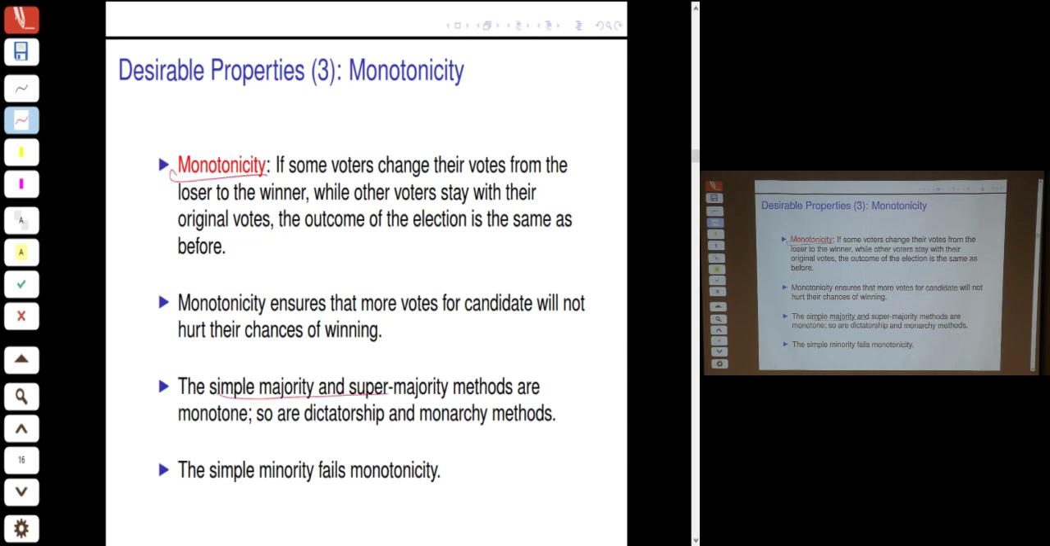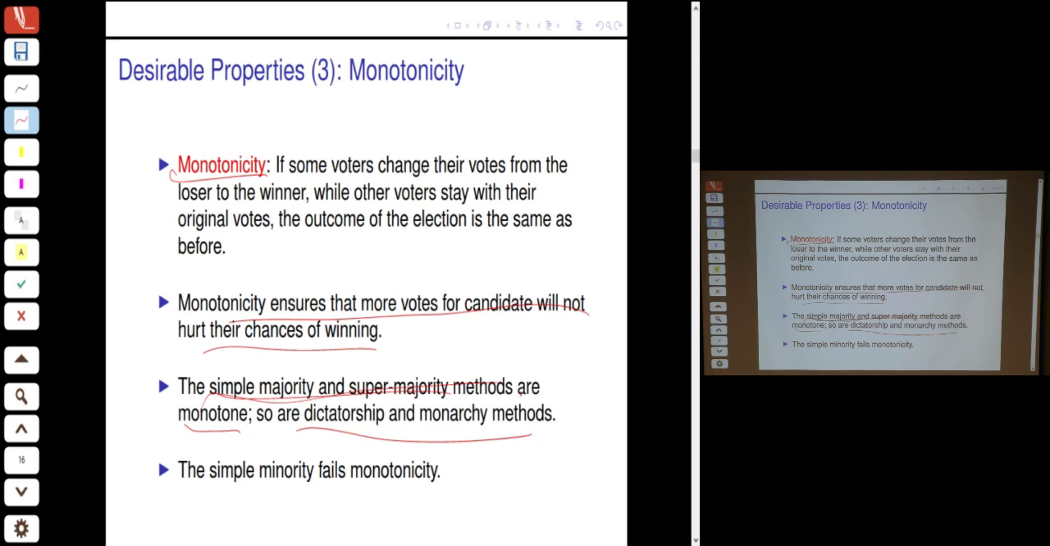So of course, simple majority. Monotonicity ensures that more votes for a candidate will not hurt their chances of winning, and the simple majority and supermajority methods are monotone, as we just discussed, and so are dictatorship and monarchy methods, because of course if you switch some votes in favor of the winning candidate, then the winning candidate doesn't change in these methods.